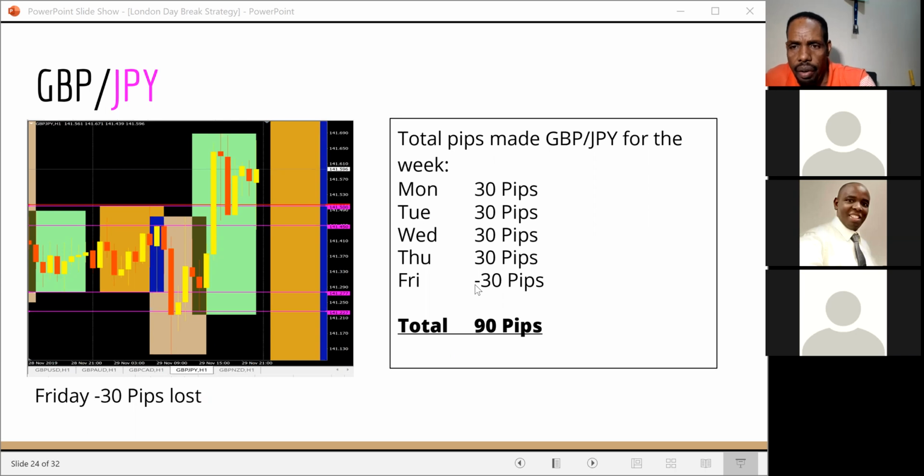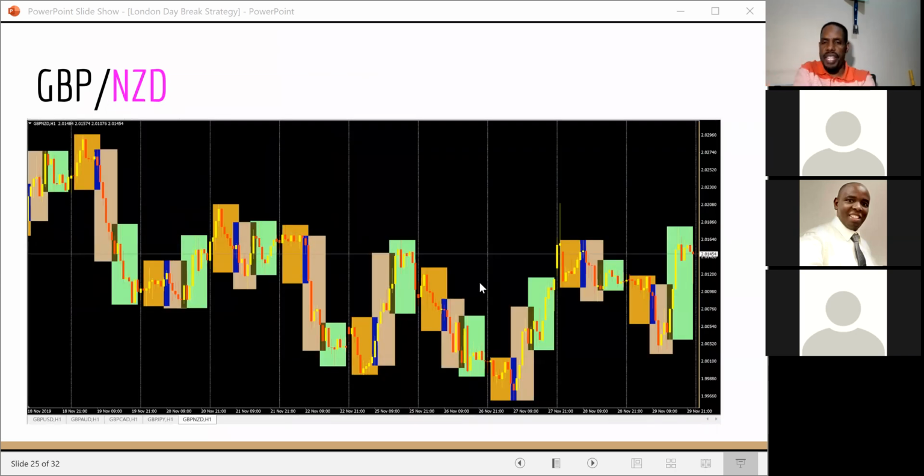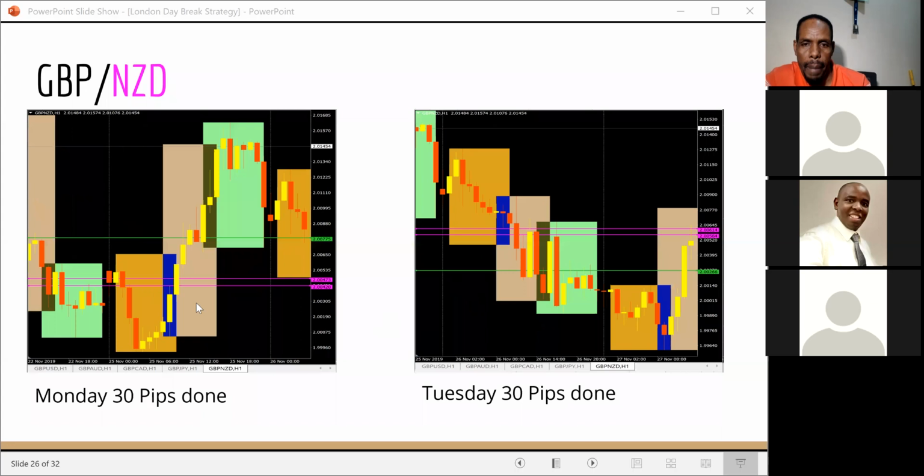Okay. NZD actually is my best bet on this particular strategy. For NZD, probably you can even target 40 pips instead of 30, but that is not how the founder of the strategy says. The founder of the strategy says 30 pips, so we do 30 pips. But if you check here, it actually does more.